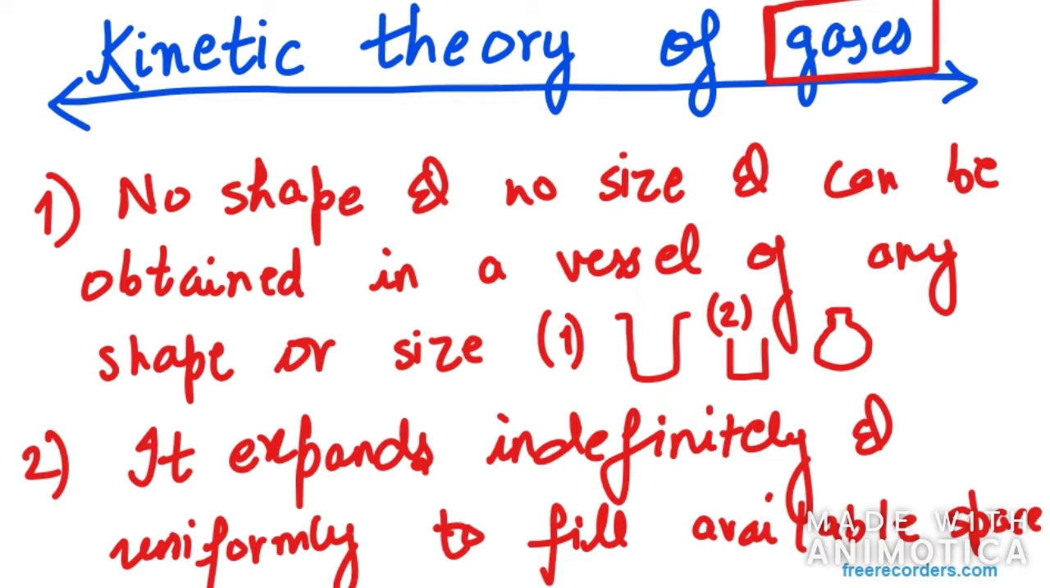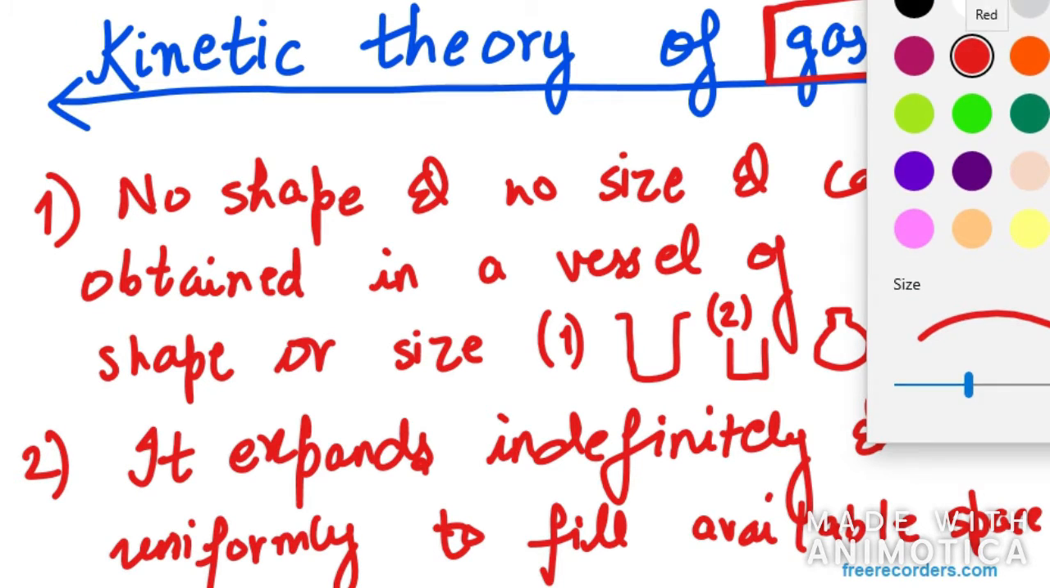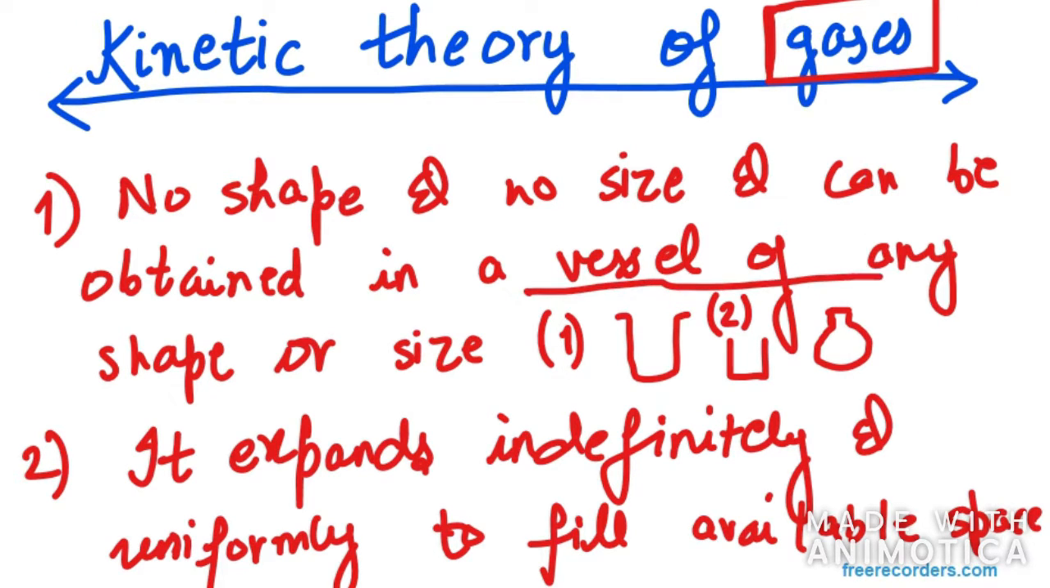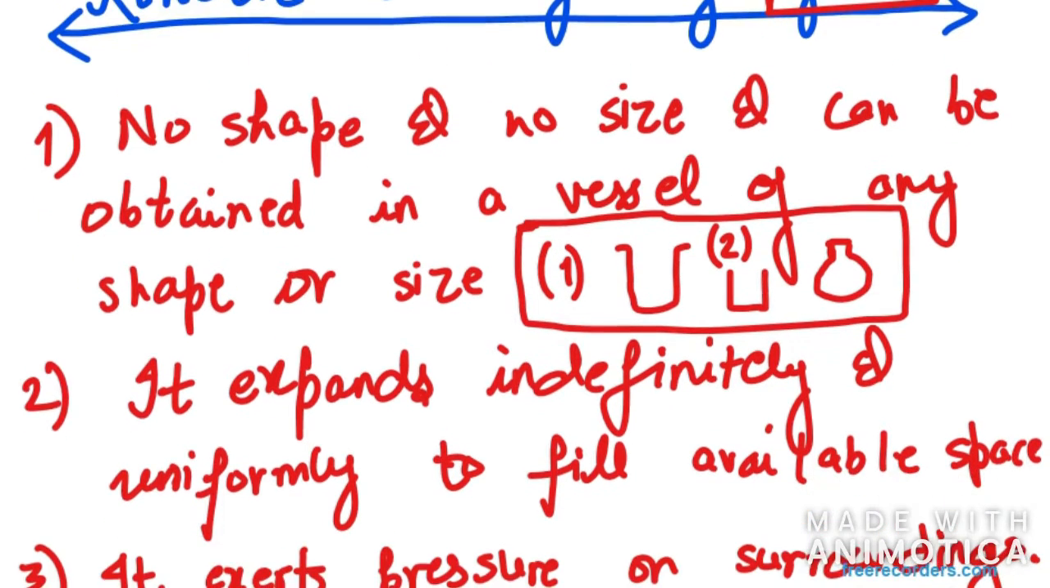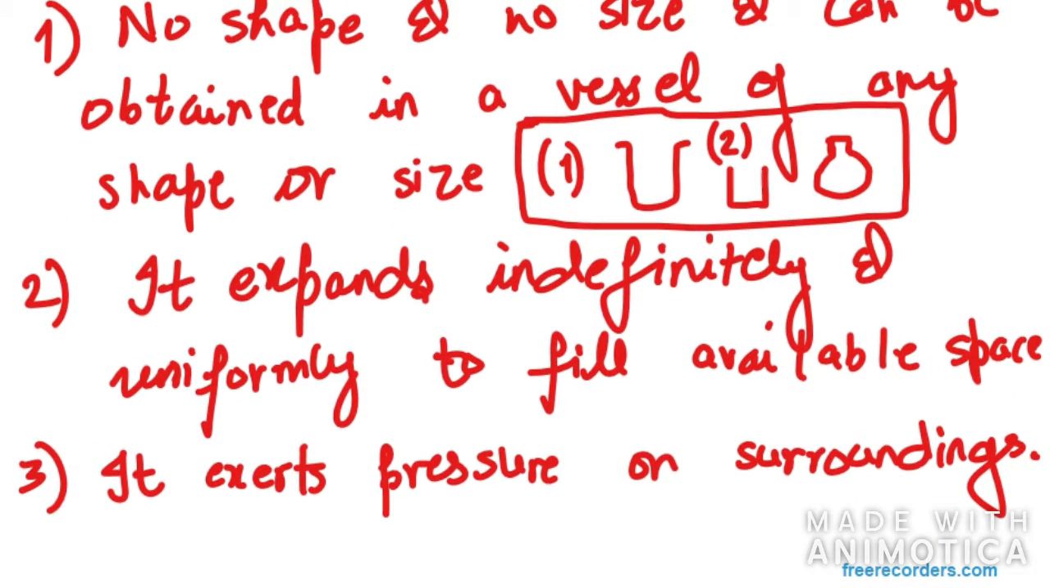One is on the shape, size and vessel. In this case, as you know, gases don't have a specific shape or size, and we can easily obtain them in a vessel of any kind of shape or size. Like here I have drawn three shapes: a bigger rectangle, a square, and a circle. So if we have three types, it can take any shape. Any means any. The next one says that it expands indefinitely and uniformly to fill the available space.